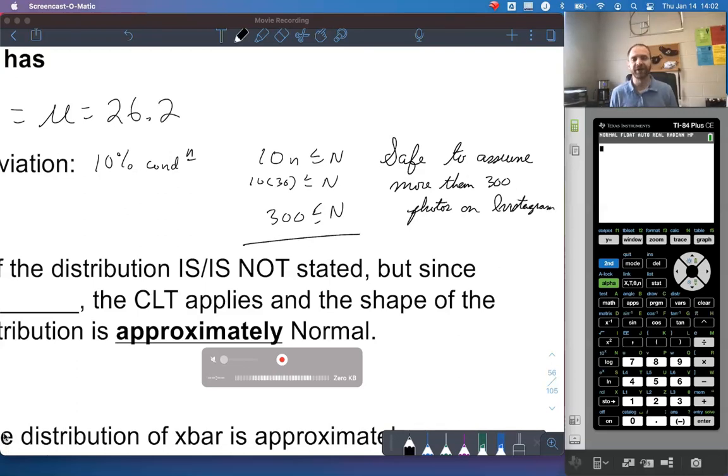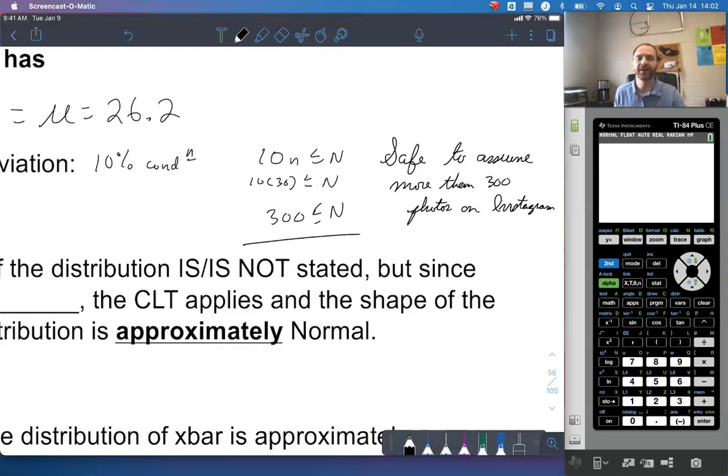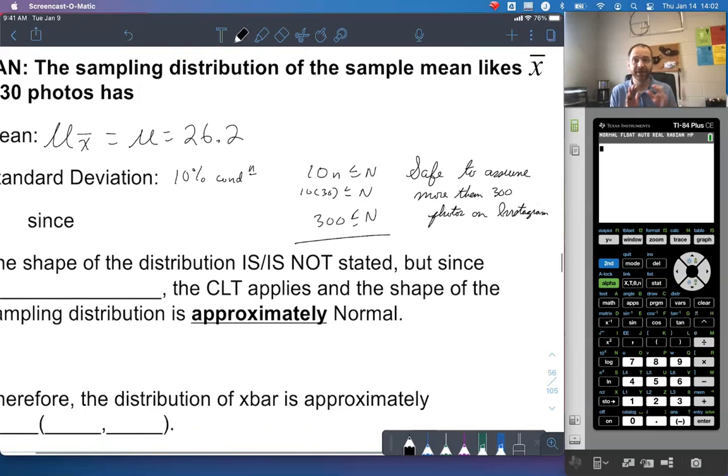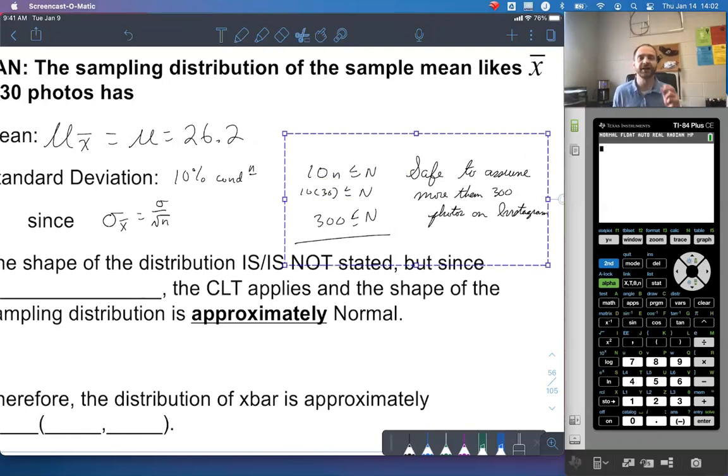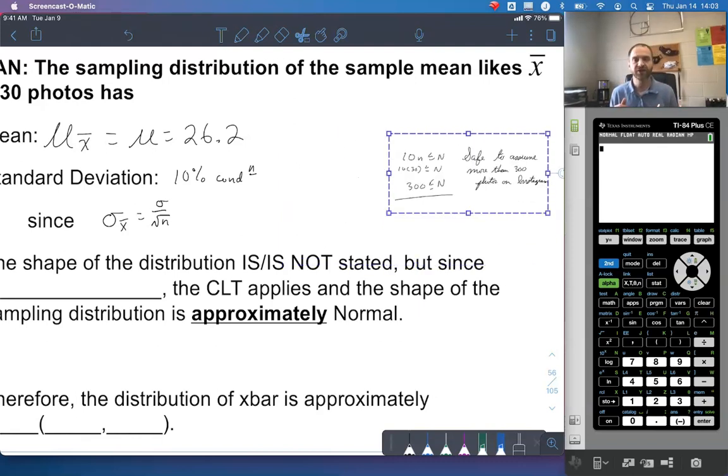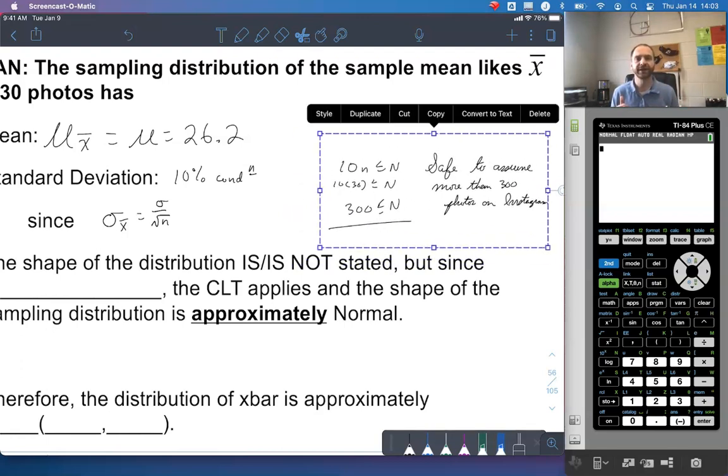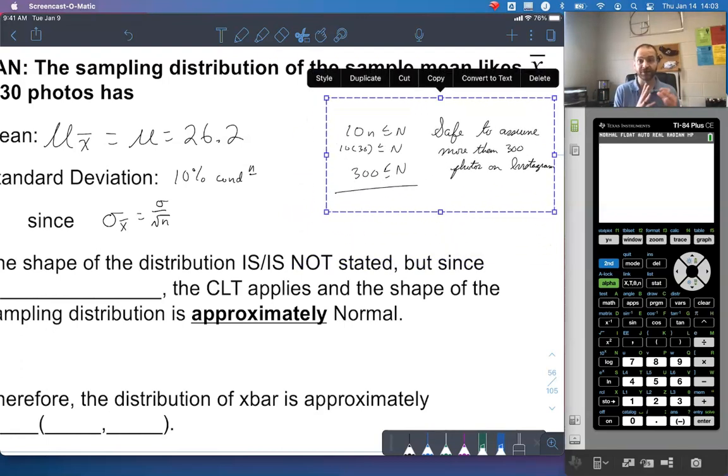So you don't just stop here and go, okay. You have to make the statement. You have to say, it is safe to assume that there are more than 300 photos on Instagram. And because of that, since we did our 10% condition, I could say the standard deviation of my sample means is equal to my standard deviation divided by the square root of my sample size. You need to check that 10% condition. That's part of your spread, the idea of sampling without replacement. So make sure you do this. Make sure you're looking at that, and that's connected to the spread.